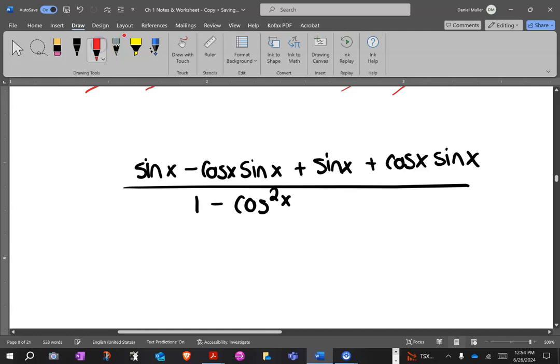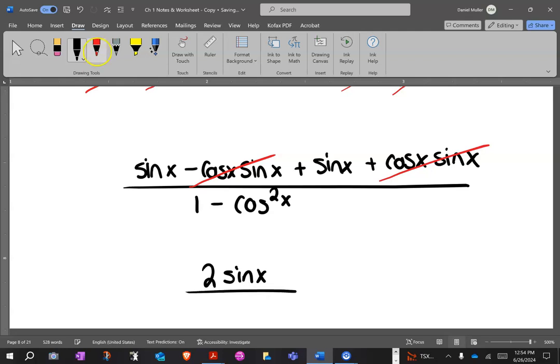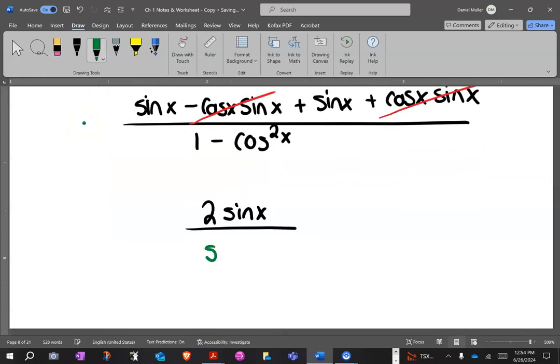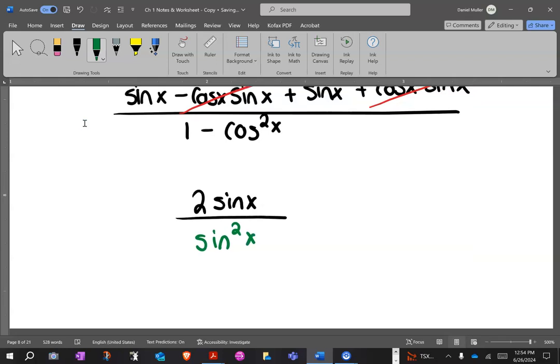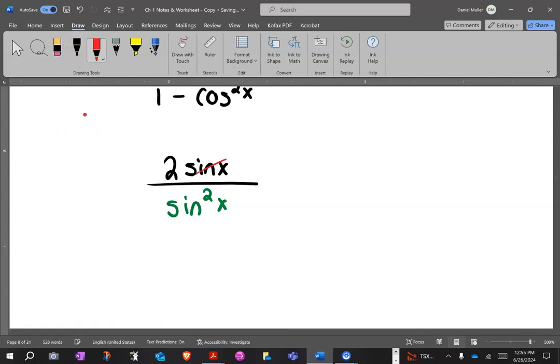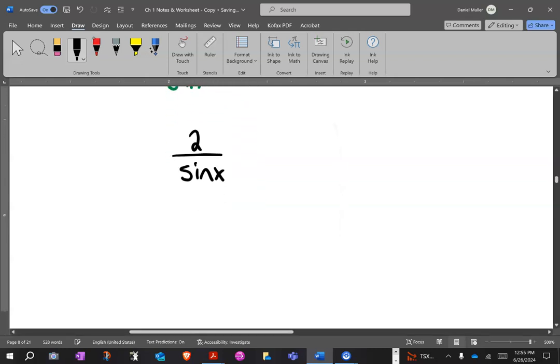So I can see here that I've got a negative cos x sine x and a positive cos x sine x that will cancel out. And then I've got sine x and sine x, which are like terms, so I've got two of them. 2 sine x over, and this should be an obvious one now, that this is just a sine squared by an obvious substitution, which I'll write off to the side in the key. And then it looks like one of these sines can cancel with one of those. So I've got a 2 on top and a sine x on the bottom.